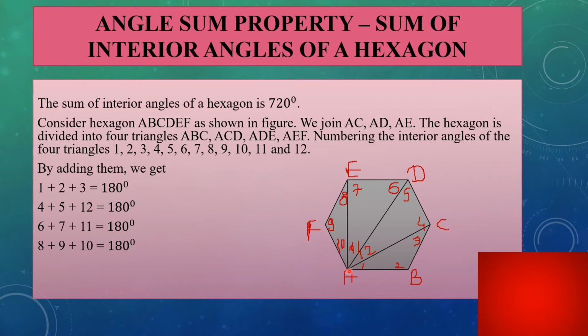Now, the addition of all the angles in triangle ACD is angle 4 plus angle 5 plus angle 12 is equal to 180 degrees. Then in triangle ADE, angle 6 plus angle 7 plus angle 11 is 180 degrees. Now in triangle AEF, angle 8 plus angle 9 plus angle 10. Again, the addition of all the angles in the triangle is 180 degrees.